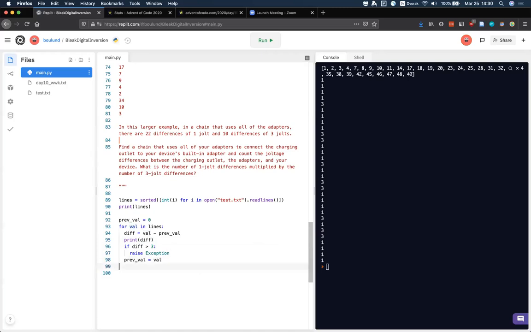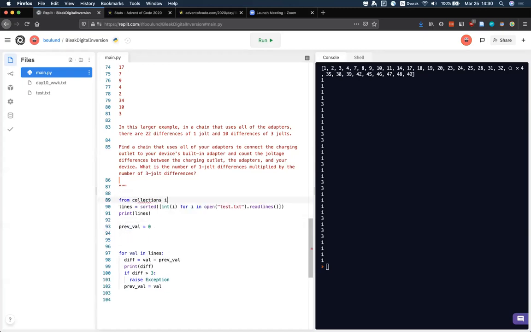If that happens. And then what are we supposed to do at the end? Find a chain that uses all of your adapters to connect the charging outlet, and so on. Okay, so we have to keep track of the differences. So I guess we'll just keep a counter. Yeah. I would use a counter from the collections module. Ooh, collections. Okay, let's do that.